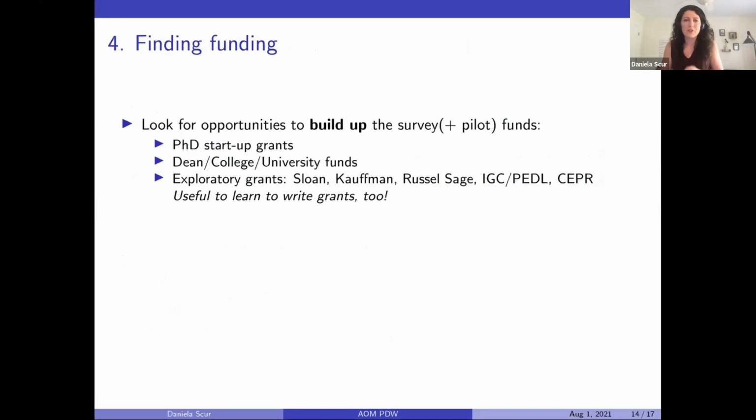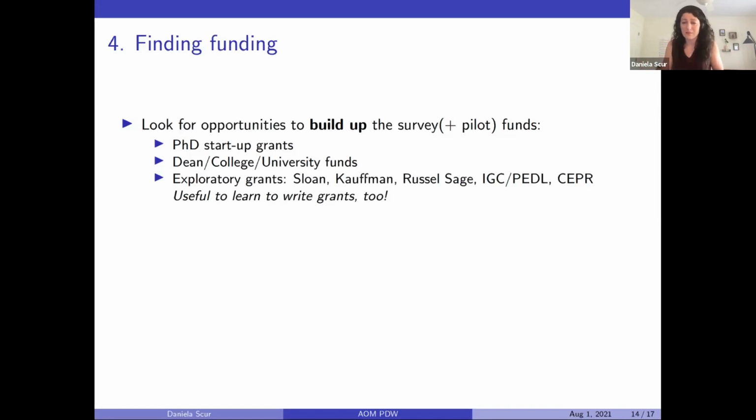And so just very briefly talk about funding. Look for opportunities to build up survey and pilot funds. There are a bunch of options. There are PhD startup grants. If you're an assistant professor, usually you can hit up your dean or your college, just say, do you have $5,000 that I can do a pilot with?